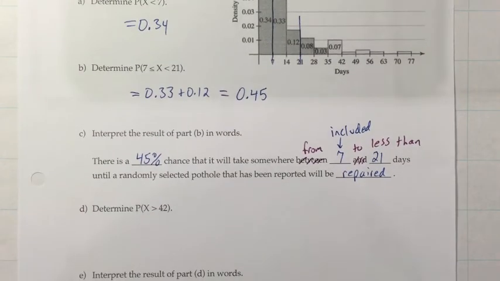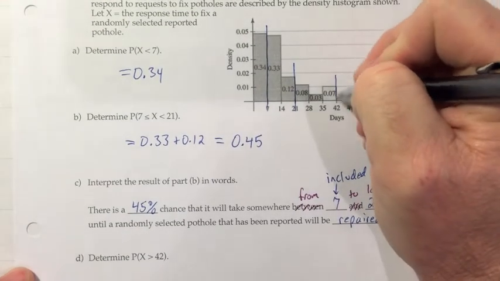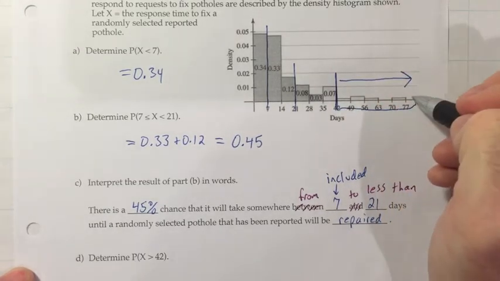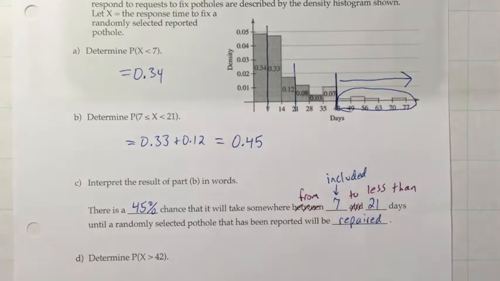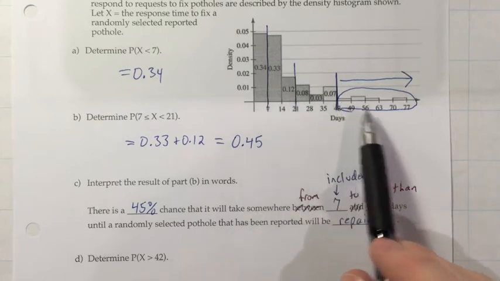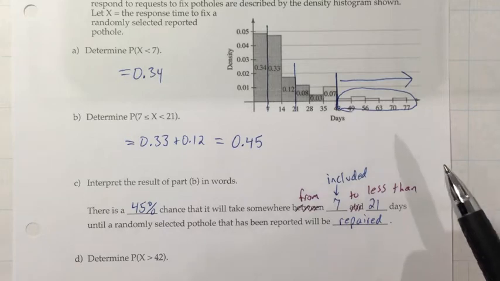Let's try another one. Determine the probability that x would be greater than 42. So let's go look at our picture and think about where that would be. So x is greater than 42. Here's the 42. We want all of these bars right here. So we'd want to look at their areas and add them together. But they didn't give any of them to us, so we can't do it that way, right? But one of the things that we should know about a density histogram is that if you added the probability or area for all those bars, the total should be, think about it, it should be a 1, right?